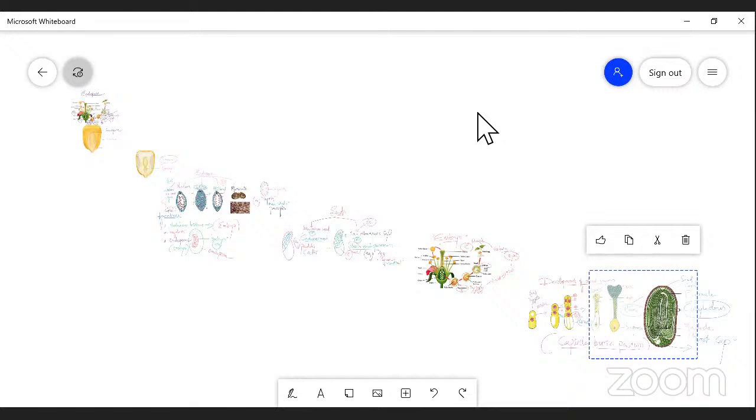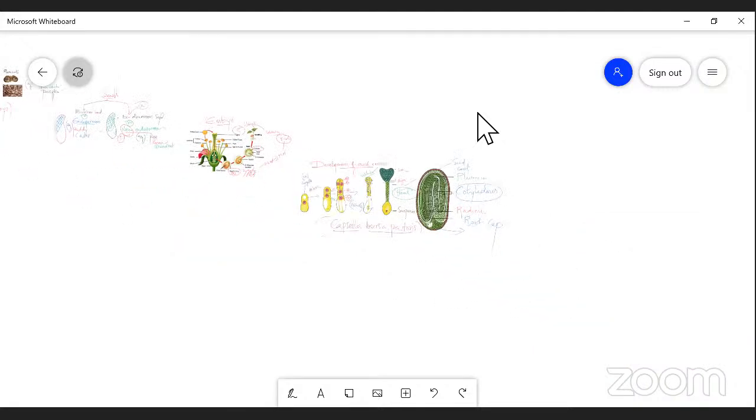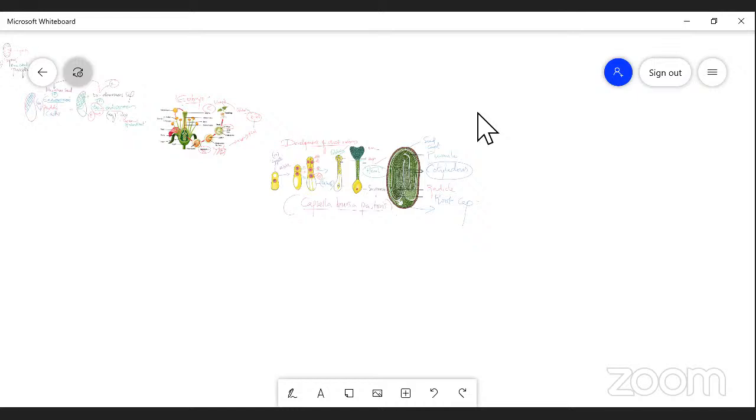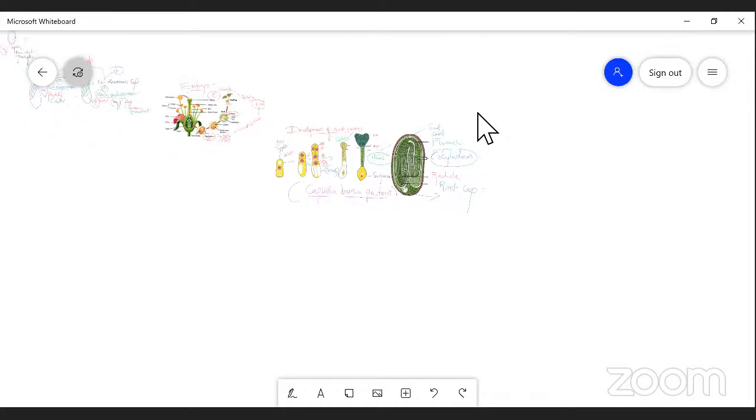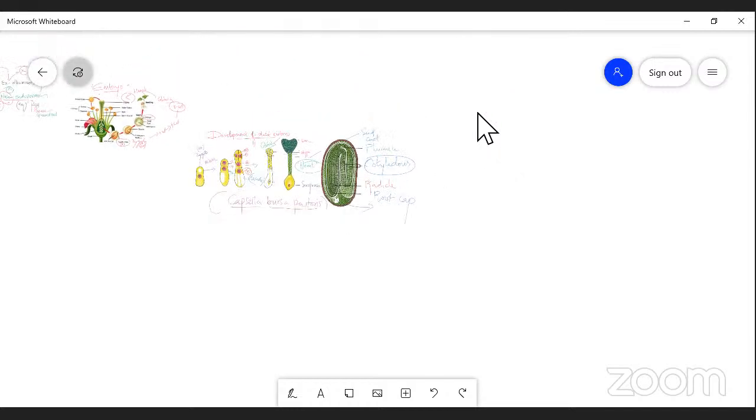Okay. In the last structure that we saw, the heart shape, how many parts are there in the development of the embryo? In the development of the embryo, we see the following parts. What are they? Embryonal mass, very good. Hypophysis, suspensor. Suspensor cell. Very good.